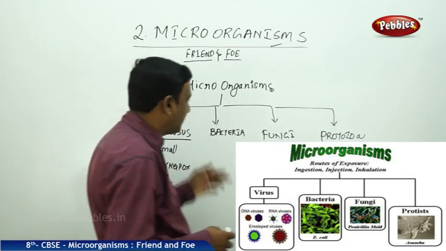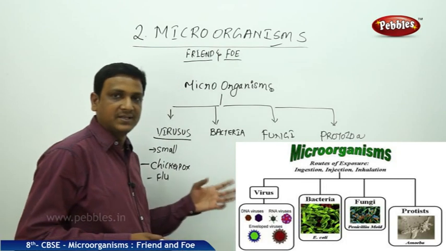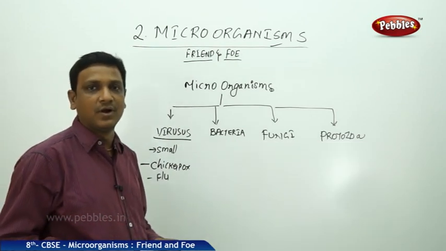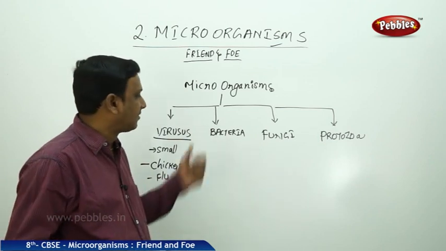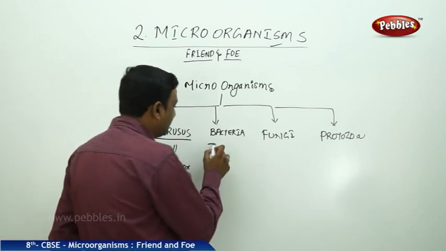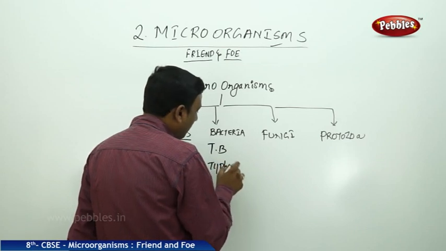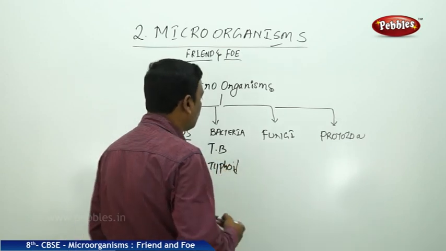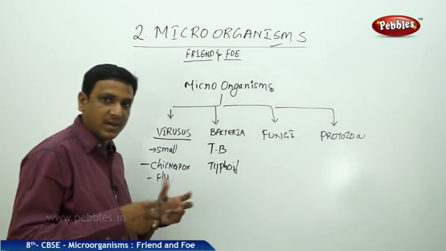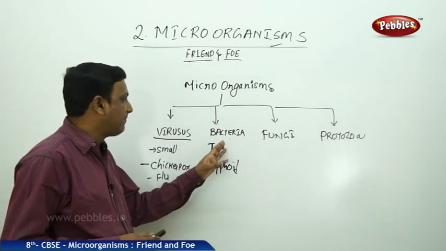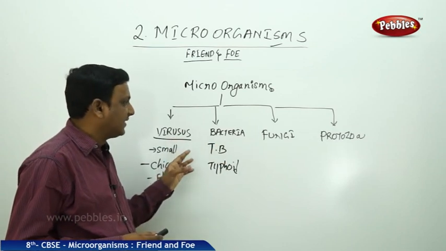Now let us go to the bacteria. Bacteria also cause diseases like tuberculosis and typhoid. TB, tuberculosis, and typhoid are caused by bacteria. They spread through water or air or by different insects, and they cause diseases. Bacteria are comparatively bigger compared to viruses.